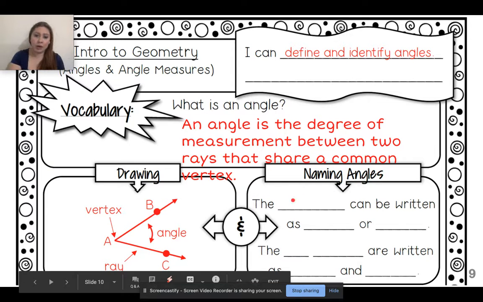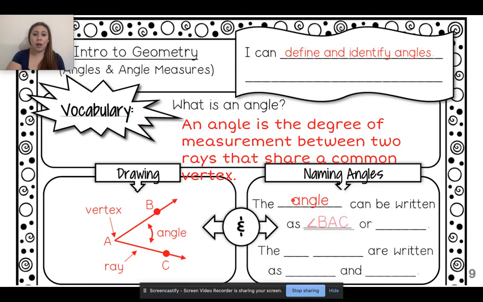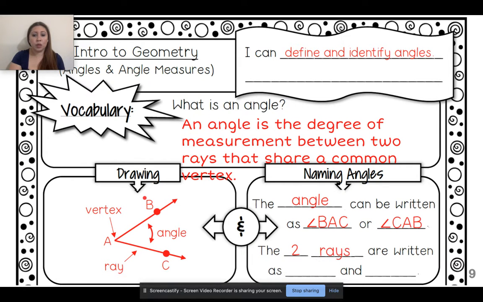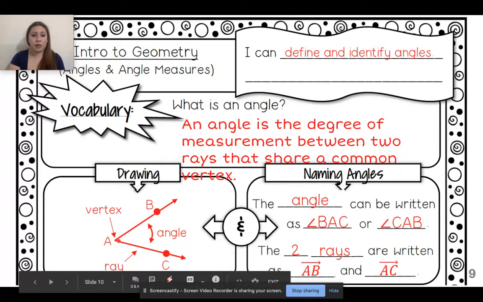So how do we name angles? The angle can be written as BAC, or CAB. The two rays are written as AB and AC. Again, you're always starting with the vertex when you're saying the rays. If you are naming angles, the vertex is going to be in the middle. So notice how A is in the middle of both of these. So make sure that the vertex is in the middle of an angle, and it's the beginning of the name for a ray.